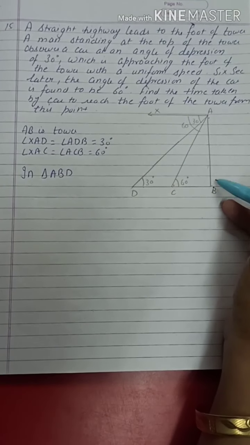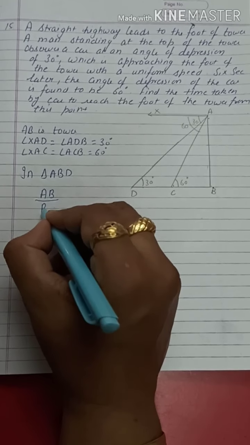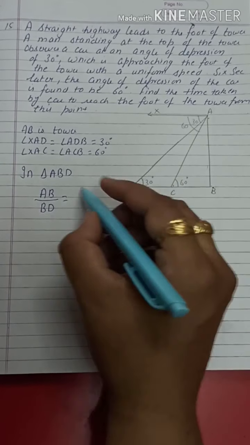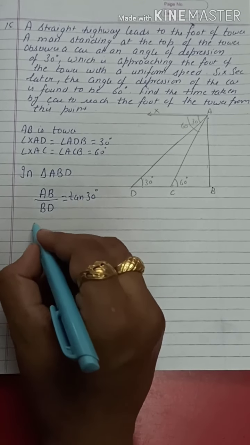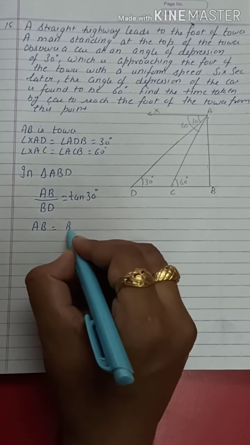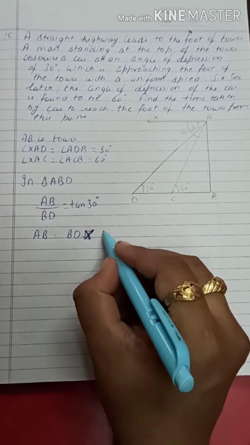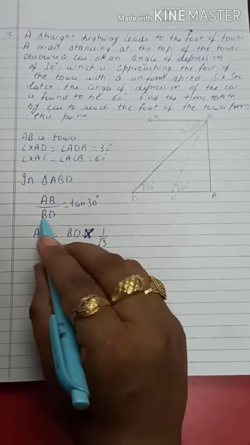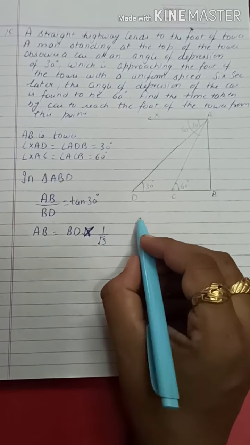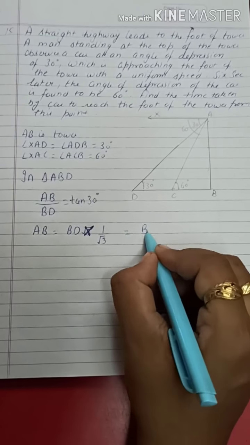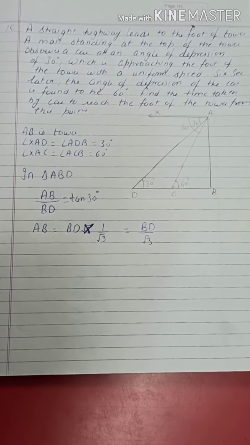We will take this perpendicular and base, that is AB upon BD equals tan 30 degrees. So what will be the value of tan 30? AB equals BD into tan 30. Tan 30 is 1 over root 3. So AB equals BD into 1 upon root 3, so the answer will be BD upon root 3. This is the value of AB, equation number 1.